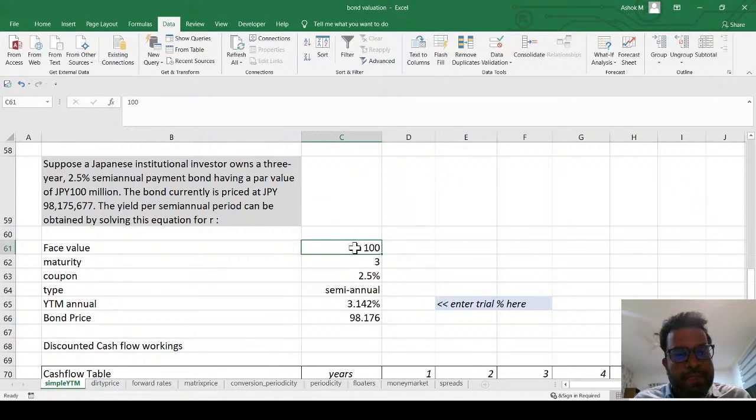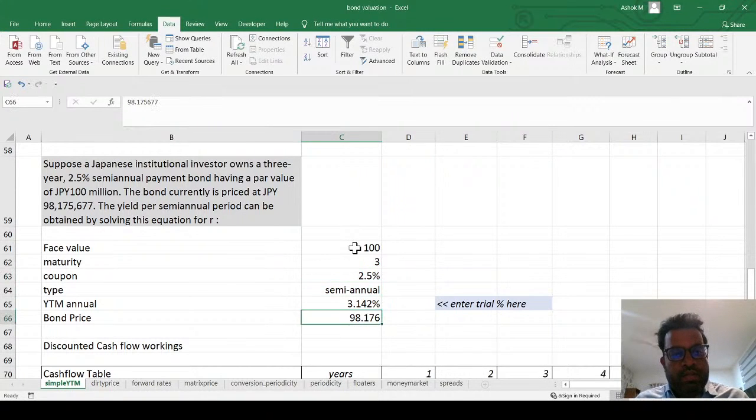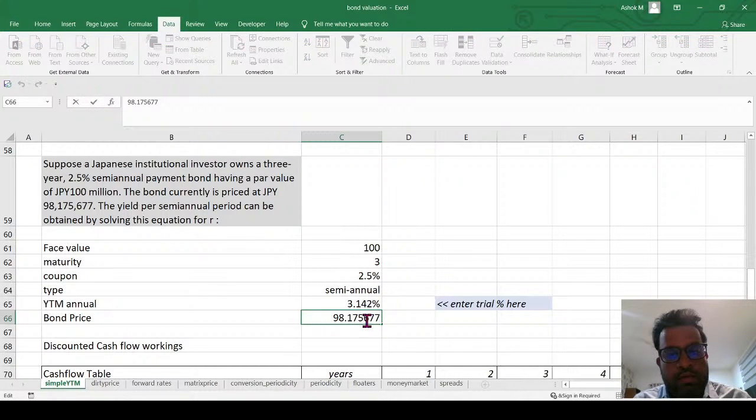Face value is 100, maturity is 3 years, coupon is 2.5%, but the periodicity is semi-annual. Okay, the coupon will always be expressed in annual terms only. Even though it says 2.5% semi-annual, the semi-annual is the periodicity. The 2.5% is annual. That's the convention. Then the YTM is what we are trying to find out. And the bond is priced at 98.176. This is the full value. Just remove the million, and that's why you see it as a rounded off figure.